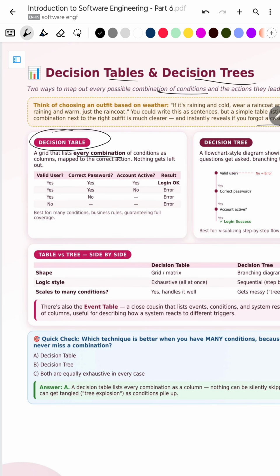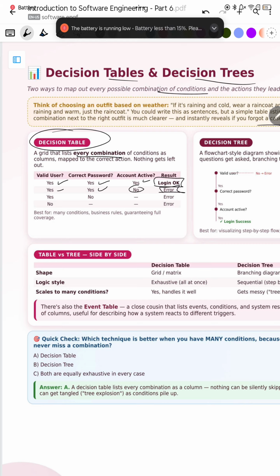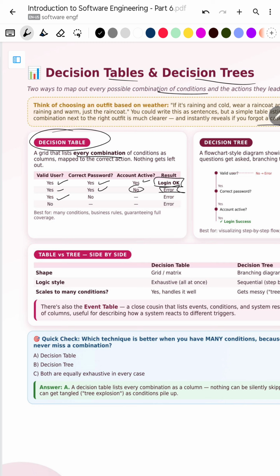It's a grid. Look at what is happening. If it's a valid user, the password is correct and the account is active, then login is okay. If the user is valid and the password is correct but it's not an active user, then show an error. If the user is valid but the password is wrong, there is no question of whether the account is active or not: error. If the user itself is not valid, then again error. Did you understand how many combinations there are, and what actions can be taken based on that? It's best for many conditions and business rules, guaranteeing full coverage.